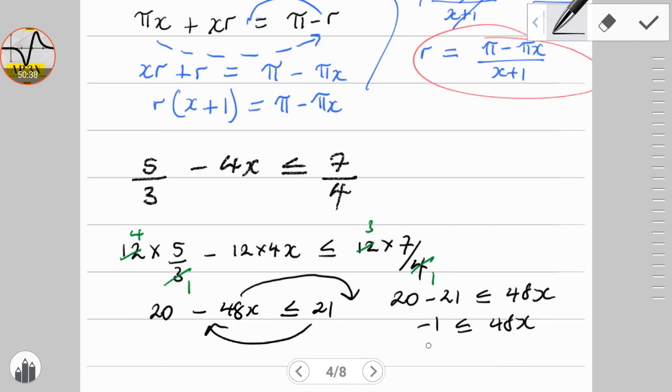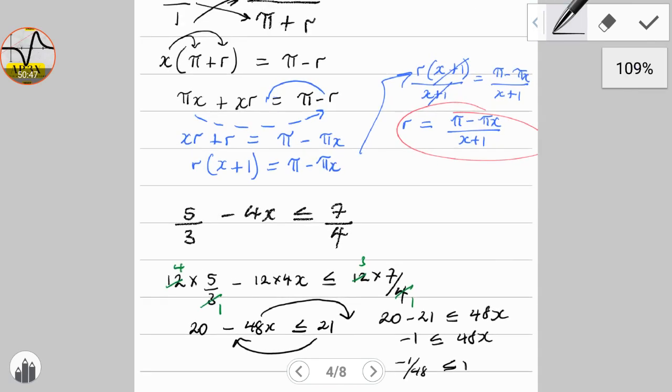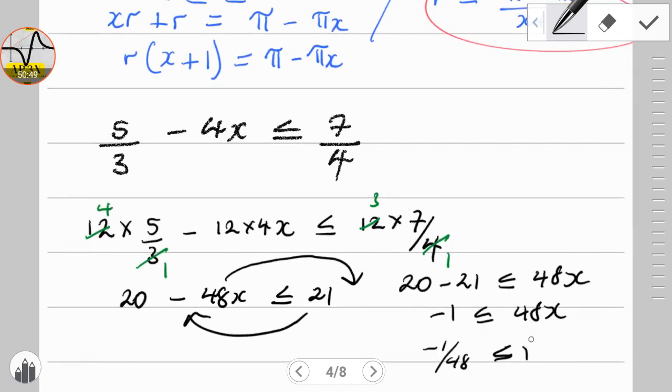And so therefore, if I divide both sides by 48, so that's negative 1 divided by 48, I don't have to reverse my sign. Because of course, the only time we reverse the sign is when, say here, you're dividing by a negative coefficient. I'm dividing by positive 48, so already my answer here is going to be already found.